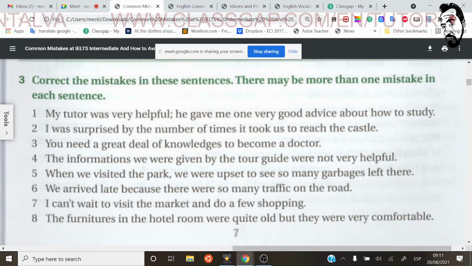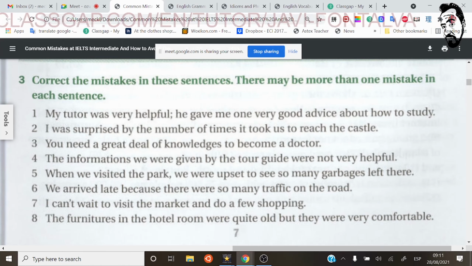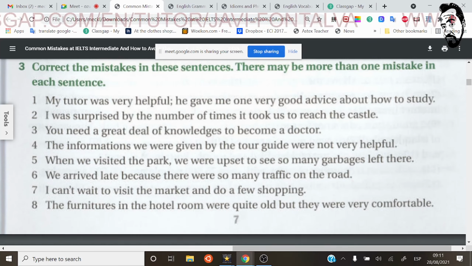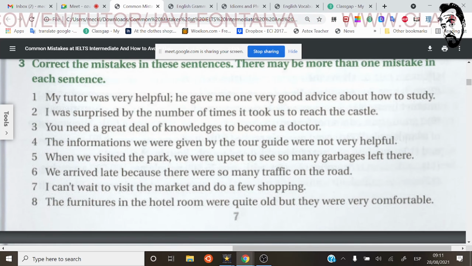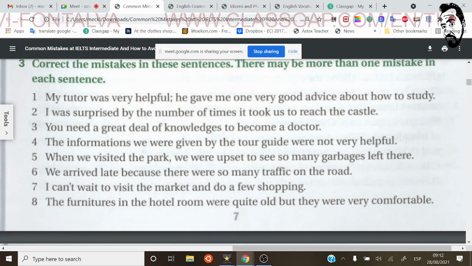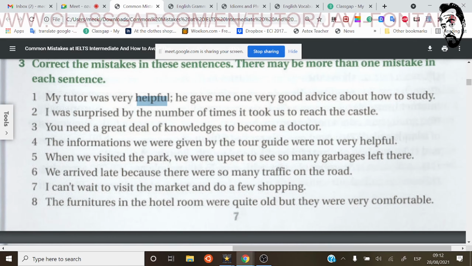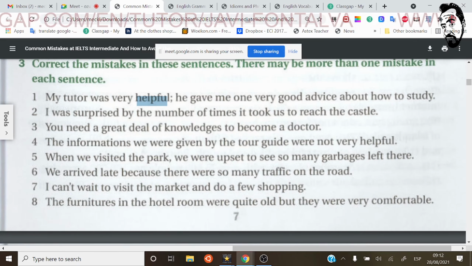So in these sentences, there are mistakes, okay? And we have to correct the mistakes. Sometimes you can find more than one mistake, okay? So let's try number one. My tutor was very helpful. Helpful is something that is useful. So someone who is helpful is someone who helps you, okay? So my tutor was very helpful.